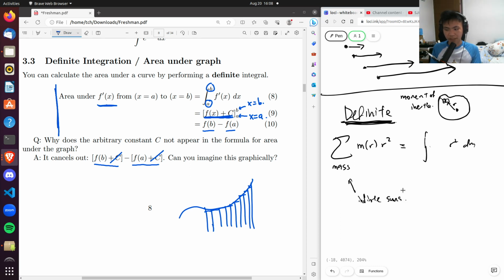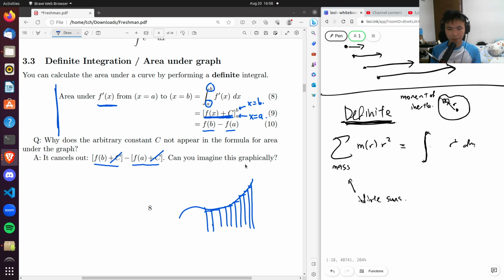And when we want to perform infinite sums, the way to do it is we perform an integral. So the integral is kind of thought of as a continuous infinite sum, and it generalizes the notion of summing many small parts. So that's the idea behind definite integration and its application to physics.